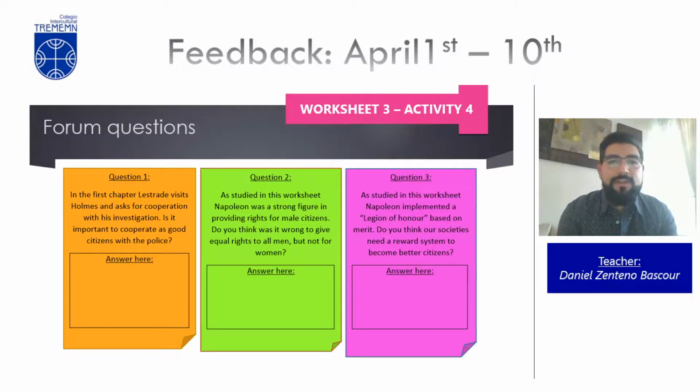In the first chapter, Lestrade visits Holmes and asks for cooperation with his investigation. Is it important to cooperate as good citizens with the police? Well, in this question, everyone agreed. Everyone said yes, it is important to cooperate with the police. That makes us good citizens. If the investigation is important, of course.